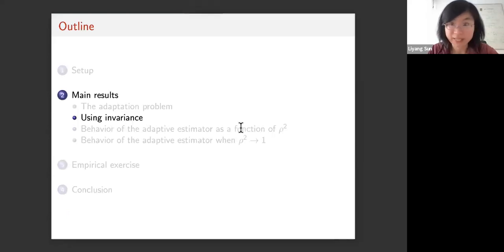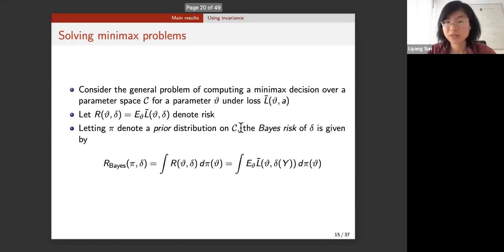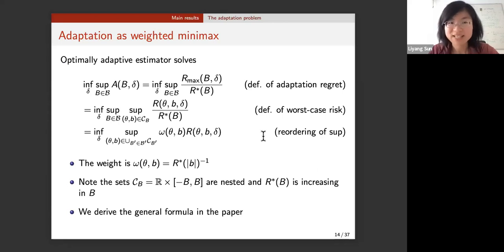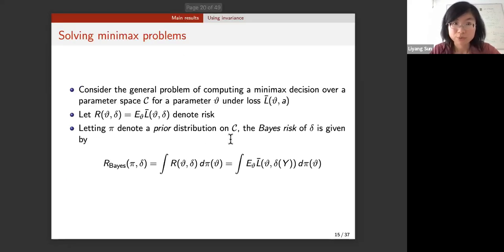So if there's no more question from the audience, I will go on to explain how we can actually solve the adaptation problem for minimizing the worst case adaptation regret. As I explained, with some reordering, we are able to rewrite the adaptation problem as a minimax problem with a particular weighting scheme. So here is just reviewing the general procedure for solving a minimax problem, which usually translates to solving for the least favorable prior. To do that, I'm going to introduce a little bit more notation, if you can bear with me. Here the Bayes risk for a candidate estimator under a given prior is the integrated risk against the prior, where again, the risk is the expected loss.